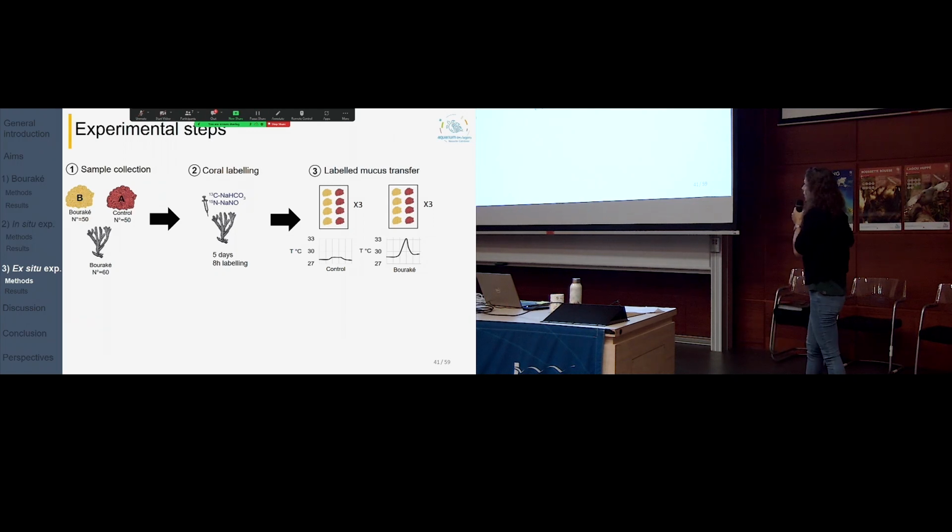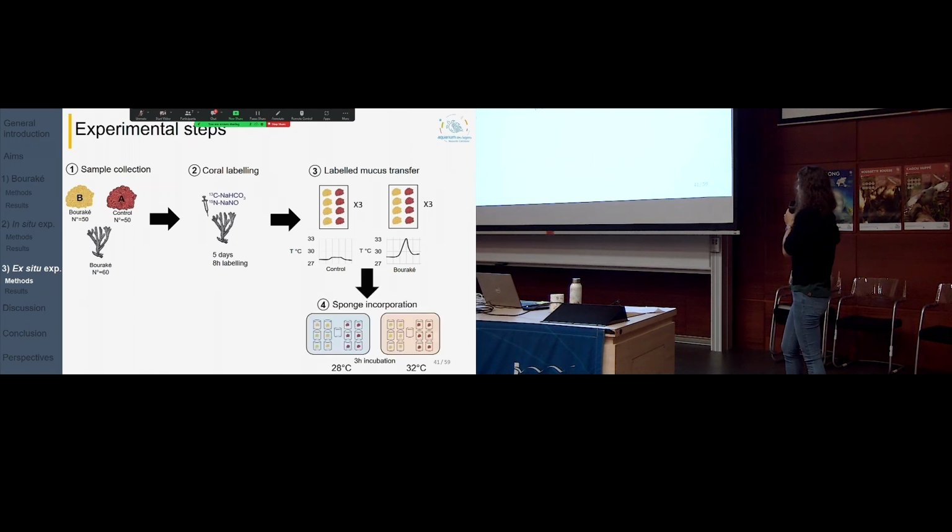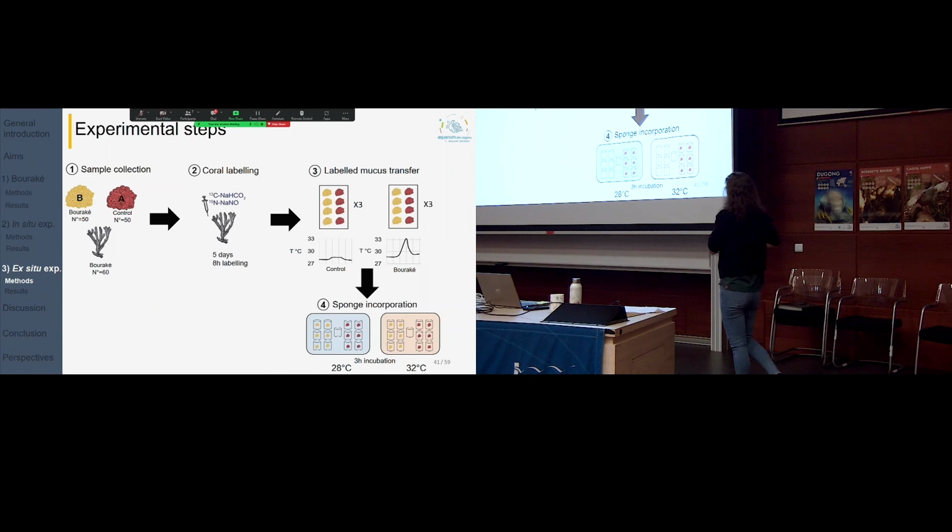Three of them were maintained at a controlled temperature of 28, while 3 were maintained at the fluctuating temperature of Boracay, from 28.5 to 33.2. After the transfer of coral mucus into sponges, sponges were then incubated for 3 hours at 28 degrees and 32 degrees in agreement with the temperature treatment.